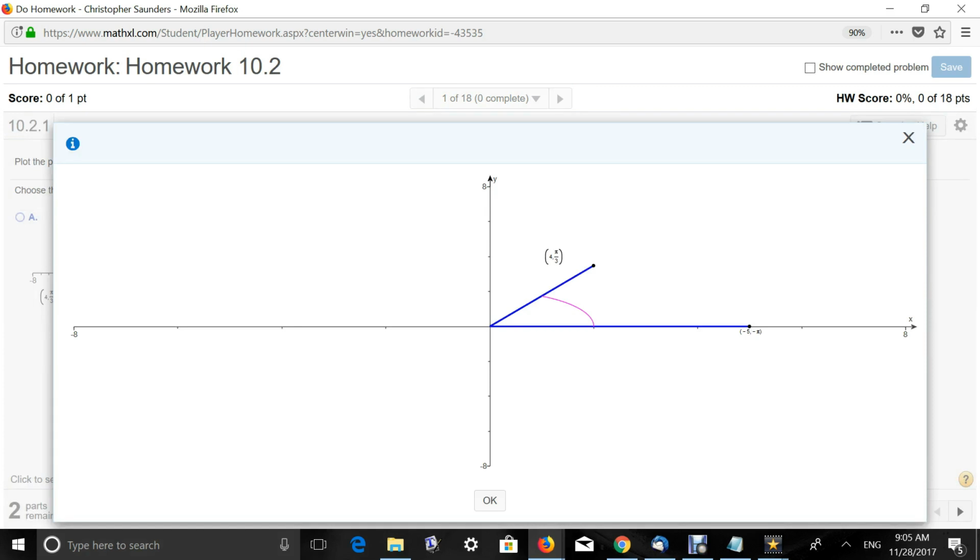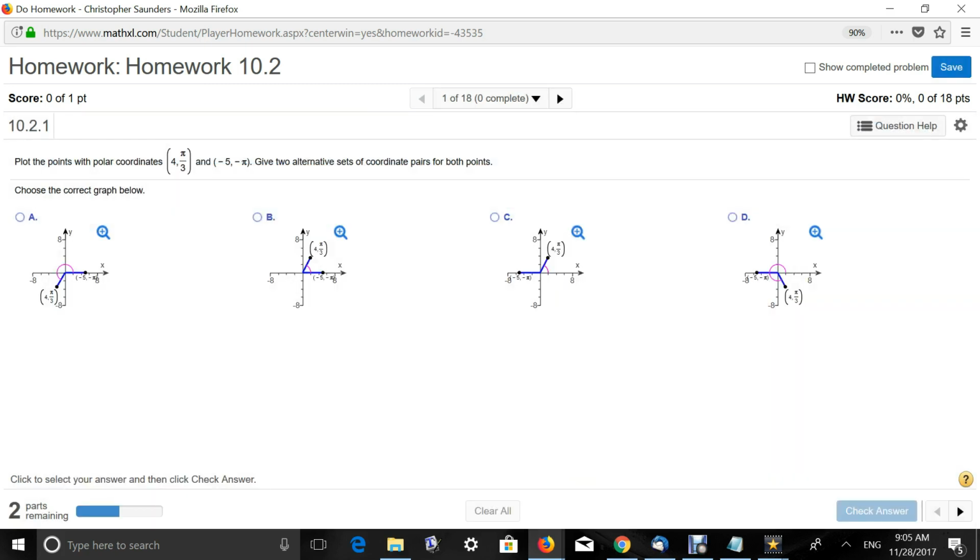It's not obvious from the picture that this necessarily has a radius of 4. That means length, right? So this line segment has to be 4. It's not clear whether or not that's the case for now, but really what we're going to be looking at is these angles. Is this angle pi over 3? Yes. But what about the next value? (-5, -pi).